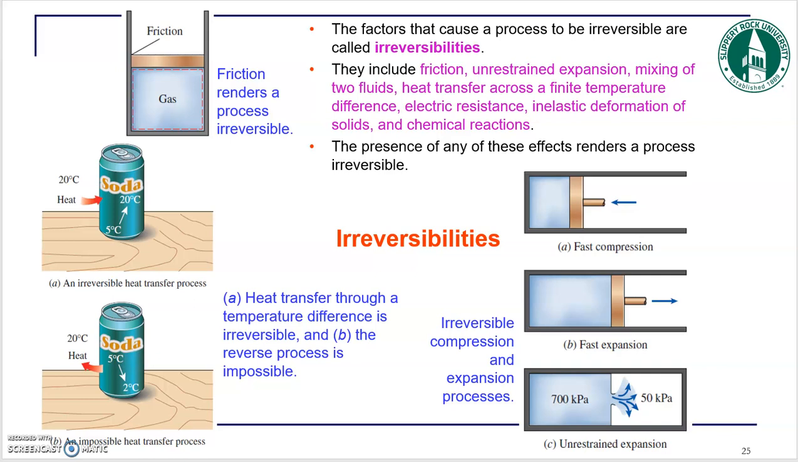Some other examples of irreversible processes are fast compression and fast expansion. An example of a reversible process is a quasi-equilibrium expansion or compression, because the process is so slow and you don't have any friction happening, so this process is a reversible process.